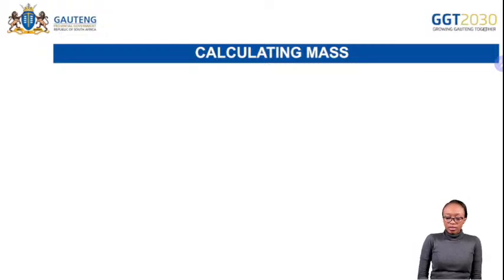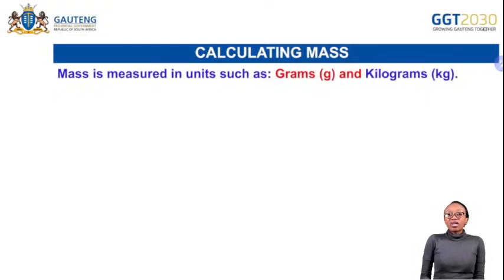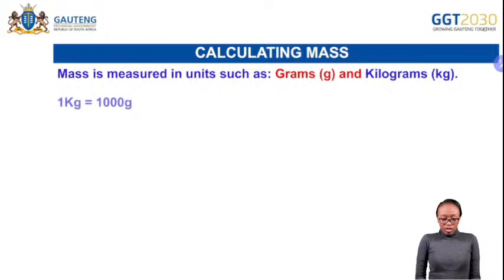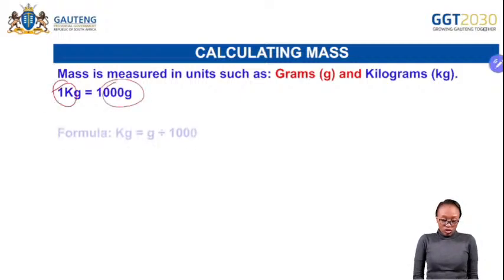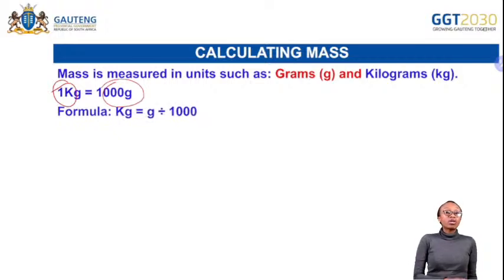Let's look at another example. Mass is measured in grams and kilograms, and 1 kilogram is equal to 1,000 grams. So how do we convert grams to kilograms? We do so by dividing the grams we've been given by 1,000.